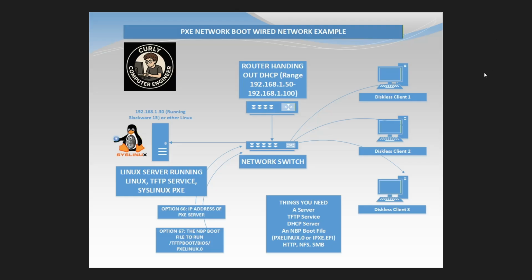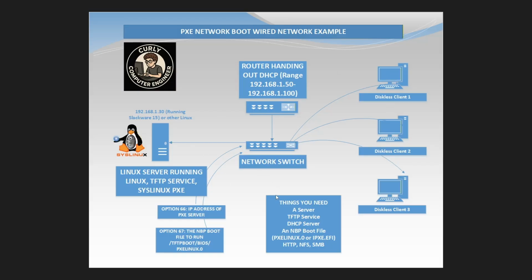So here you can see a diagram I've put together, and we have our Linux server right here that we've set up. And in my case, I'm running Slackware, but you can run other Linux distributions if you want. And I just happen to set my server address to 192.168.1.30. Of course, you can set it to whatever you want to. And we have a router here. We have a network switch that ties all of our clients together.